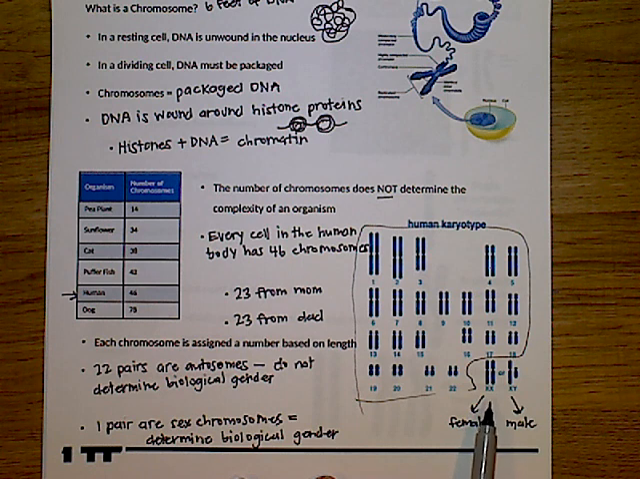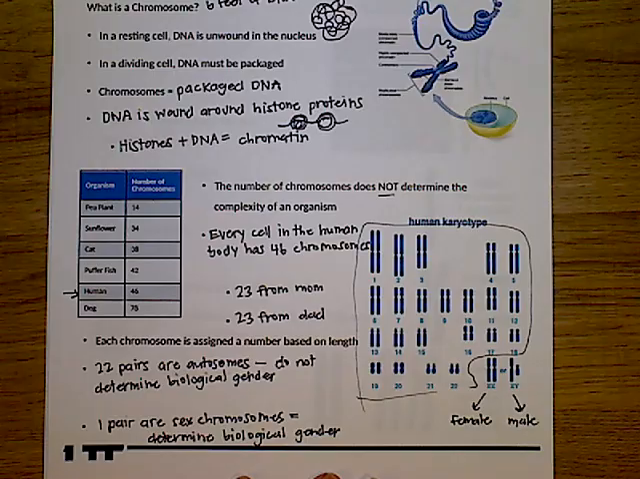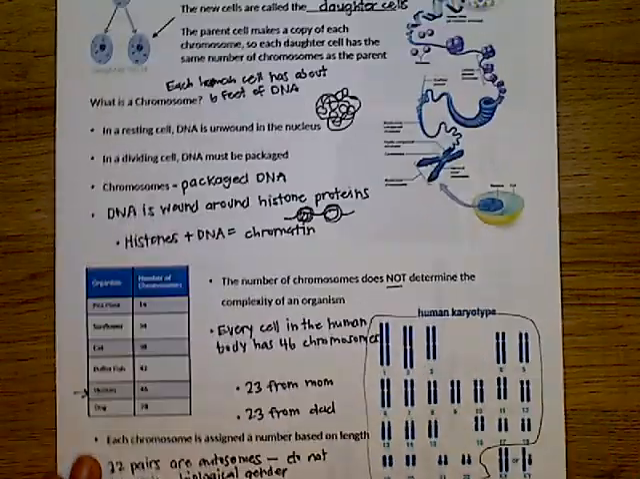For example, because of non-disjunction, which I think we talk about in mitosis, someone could be XXX, or they could be XXY, I believe, and that will result in some different disorders, but we're not going to get into those today.